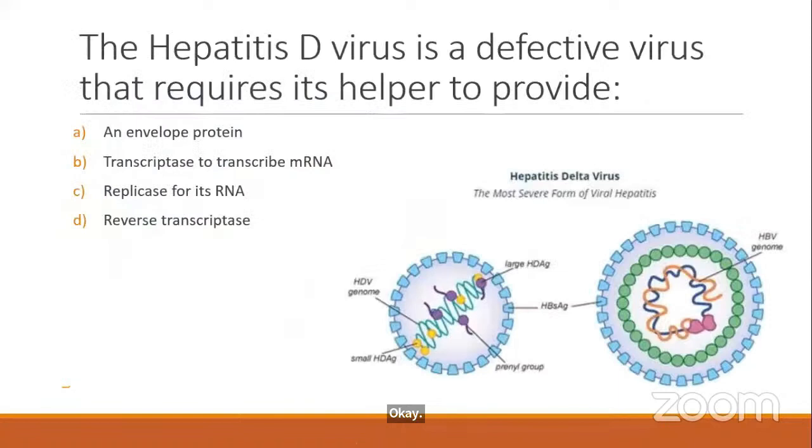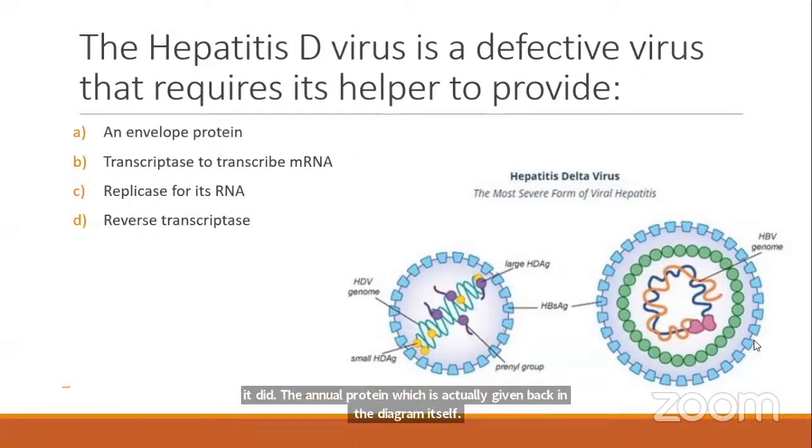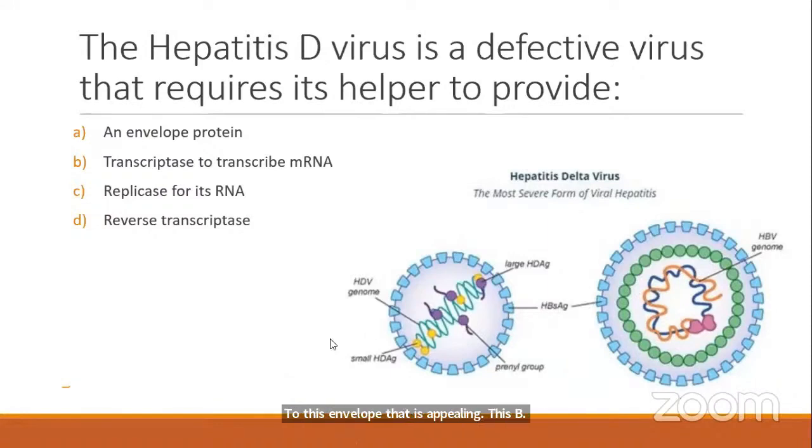So now next question: hepatitis D virus is a defective virus. It requires its helper, that is usually hepatitis B virus. Yes, it is the envelope protein which is actually given in the diagram itself. This envelope, the hepatitis B HBsAg envelope, is being shared by the hepatitis D virus. It is the most severe form to get because hepatitis D can be either a co-infection or a super infection. If it becomes a super infection, it can be very deadly.